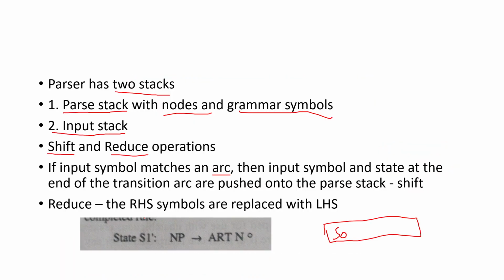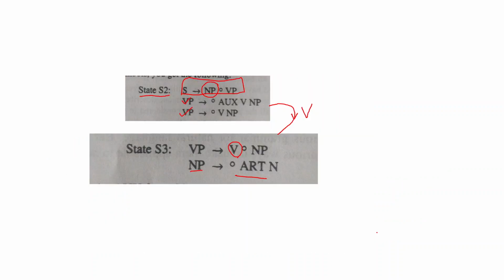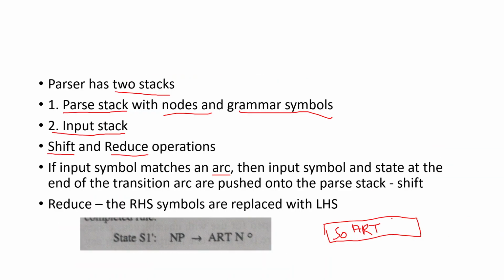When we process this, the shift operation means if the input symbol is an article, then you push the article along with the state to which it transitions, which was S1, onto the stack. This is how you process. So this is a shift operation. You are shifting the input as well as the state.